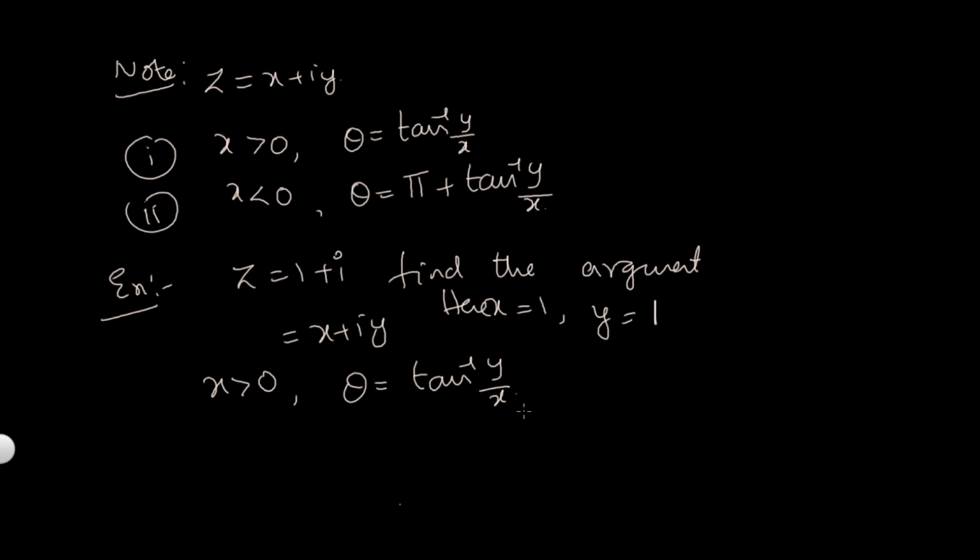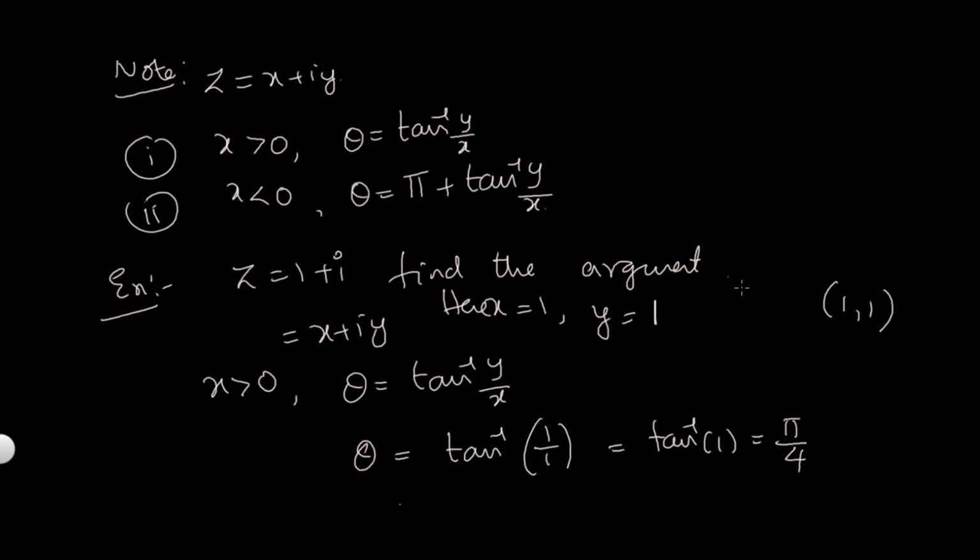Now substituting, theta equals tan inverse of y by x, that is 1 by 1, that is tan inverse 1. Tan inverse 1 means theta equals pi by 4, since tan pi by 4 is 1. Then tan inverse 1 equals pi by 4. That means the angle made by the given complex number with the x-axis is pi by 4. The point is 1 comma 1.